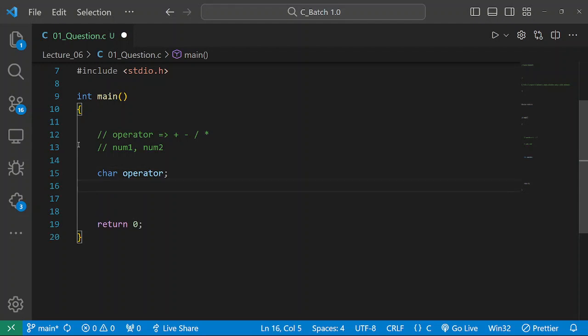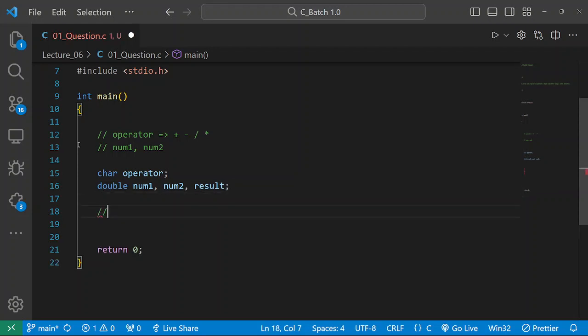So the next part will be taking a number. Why am I not taking int here? Can anyone let me know why I am not taking int? What do you think? I can go with int, but why not int? Anyone? Any reason? Yes.